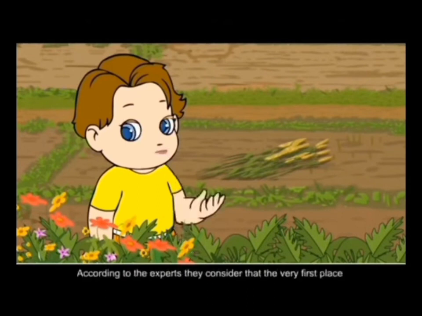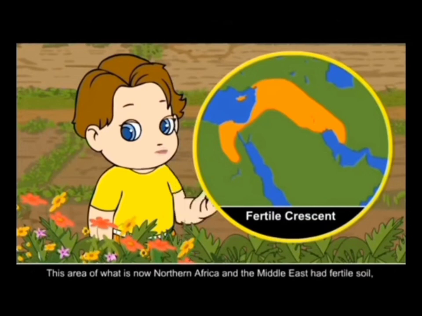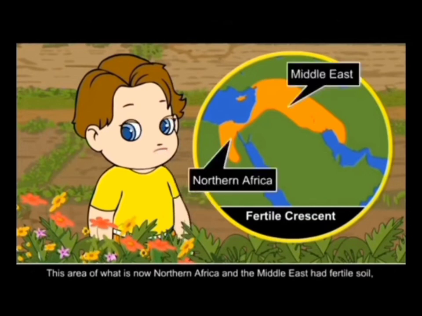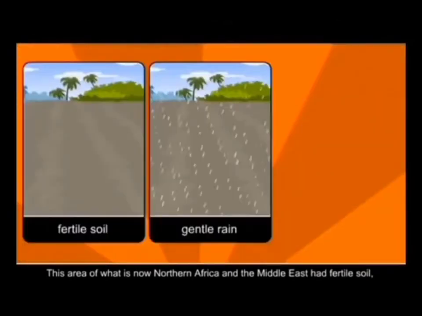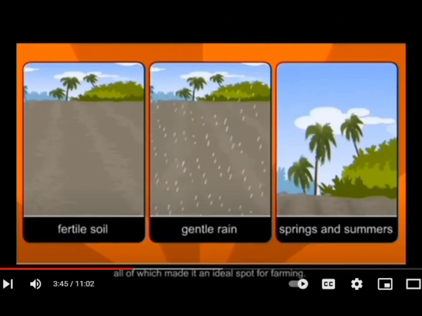According to the experts, the very first place where humans engaged in farming was something called the Fertile Crescent. This area of what is now northern Africa and the Middle East had fertile soil, gentle rains, and long springs and summers, all of which made it an ideal spot for farming.